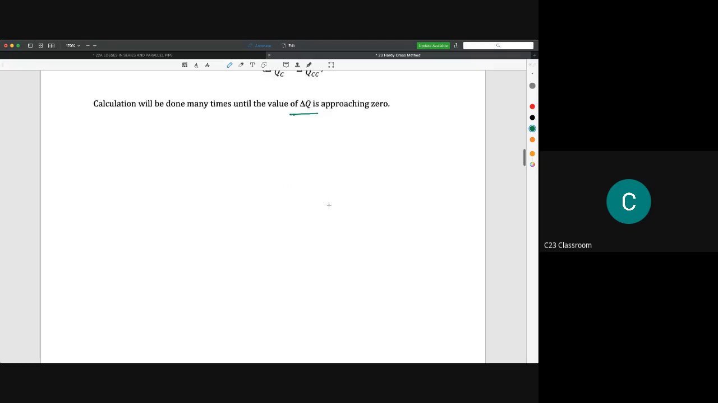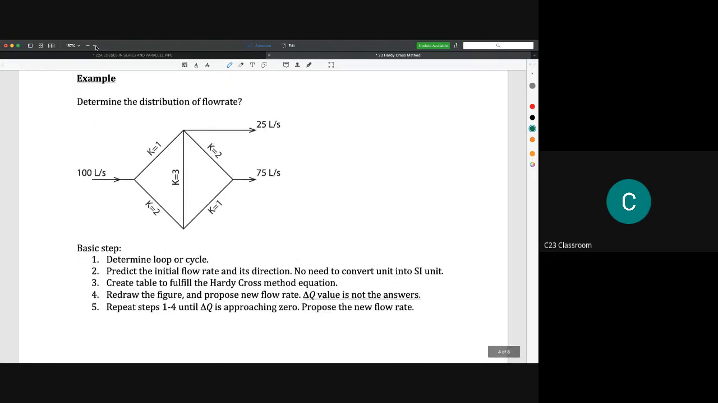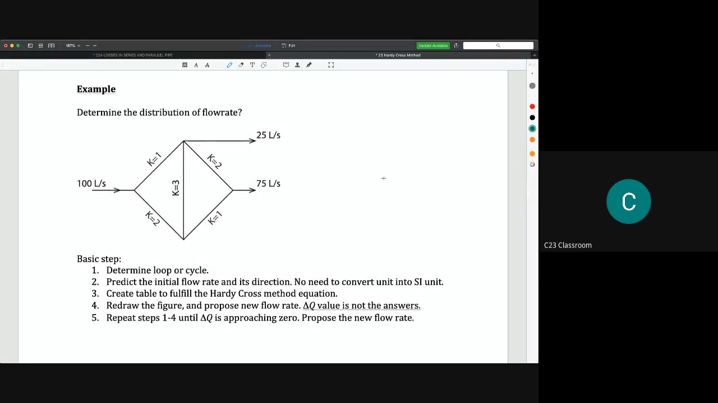So let's say we have this question. We need to determine the distribution of flow rate. This is the pipe network. For example, we have one inlet, which is 100 liter per second, and then it's split into two pipes. For this example, I give you the value of K, meaning the total resistance: K equals 2 here, and K equals 1 here.